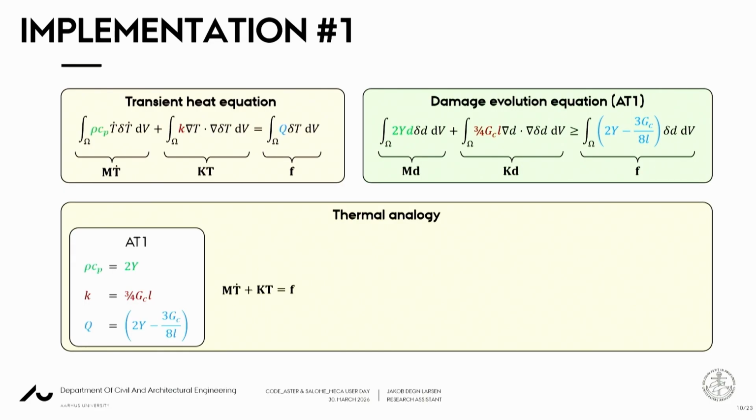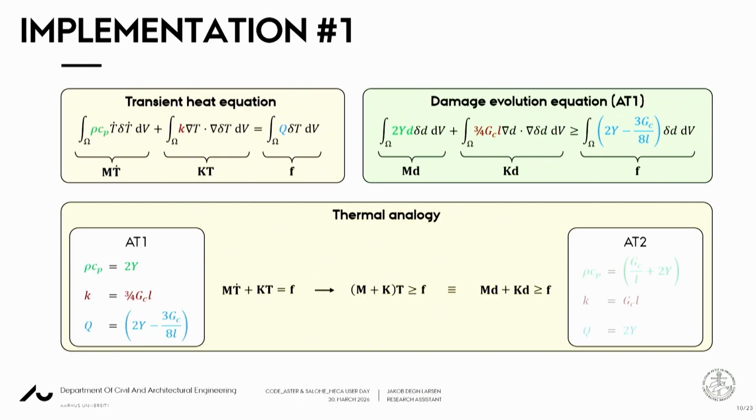But instead of having this traditional equation, we augment it, so we solve this equation instead, which becomes equivalent to solving the original damage evolution equation if we consider that the temperature and the damage are equivalent. So this is the main analogy we use to solve this damage evolution equation. This is specifically for the AT1 model, but we can also do it for the AT2 model with different expressions for the thermal parameters.